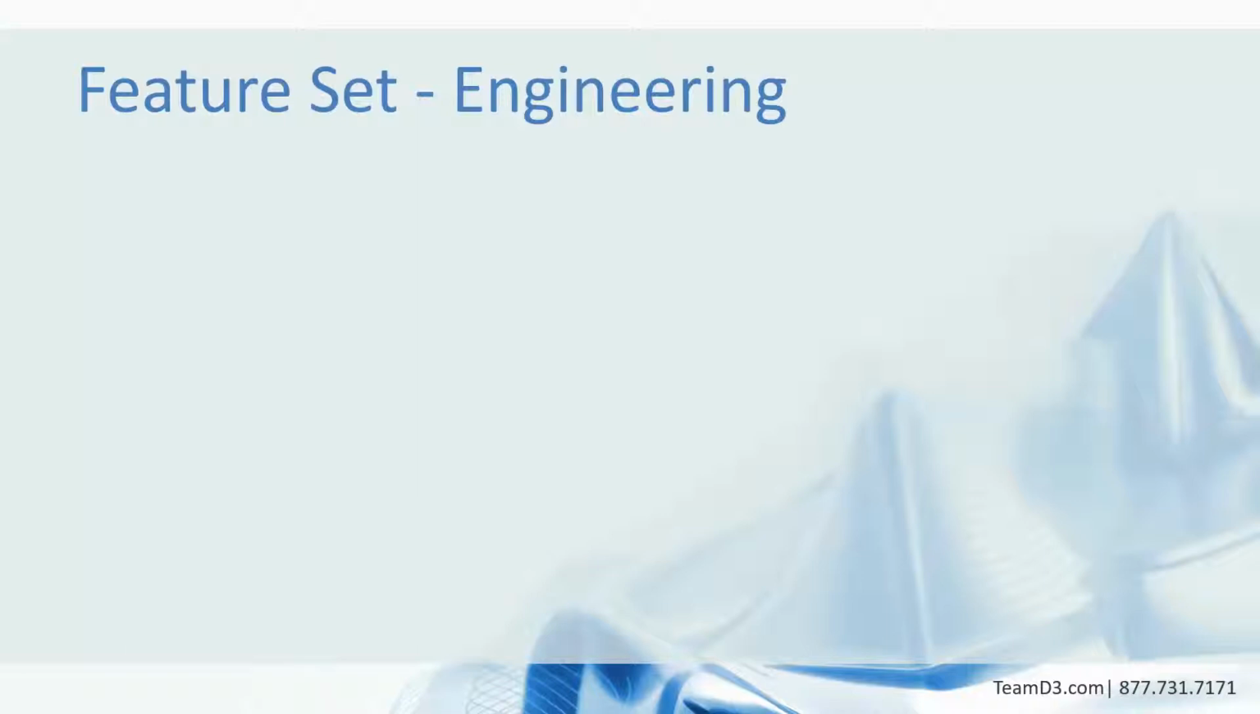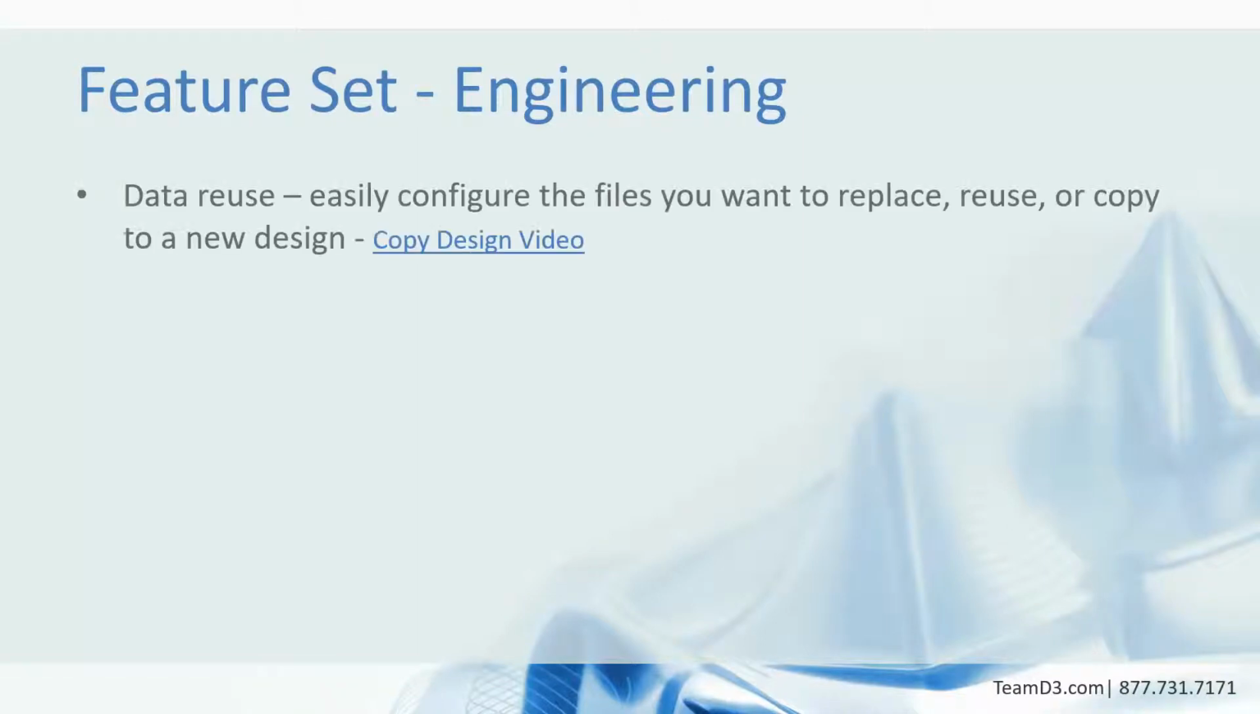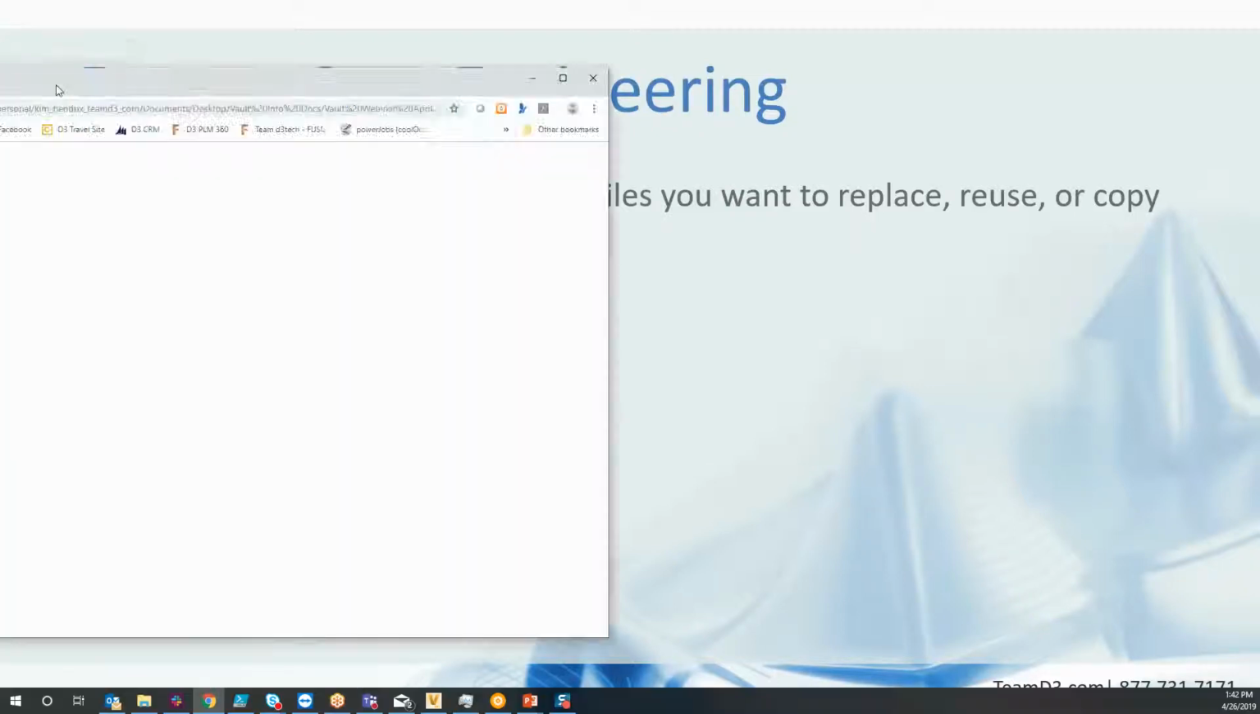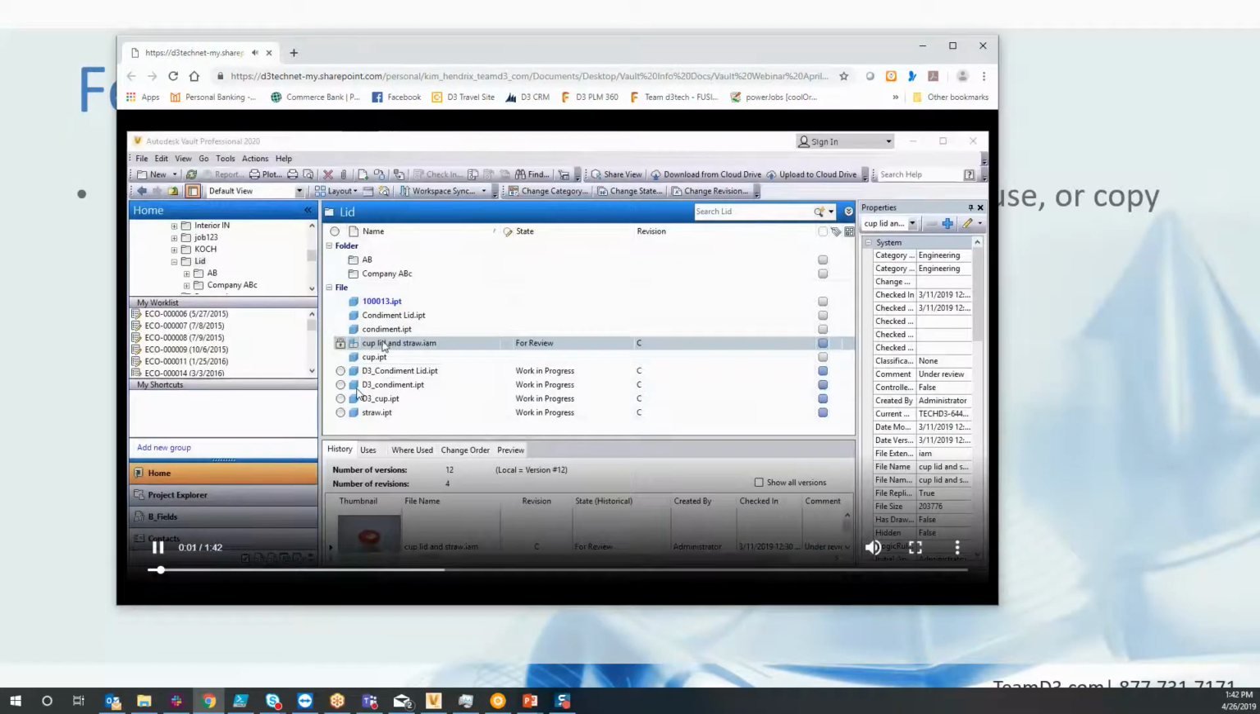So, the feature set for engineering. There's a lot of features in Vault, and in our brief 30 minutes I'm going to go over just my top couple. The first thing that I want to talk about is data reuse. How often do you say, I got to do this project, and it's just like this project I did 2 years ago, except. So we have a functionality called copy design, and I created a little video. Let me pull it up here, and run through that.